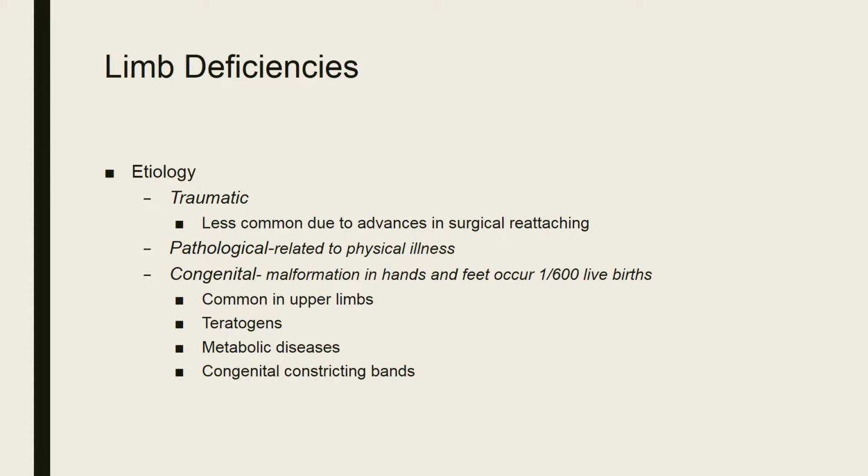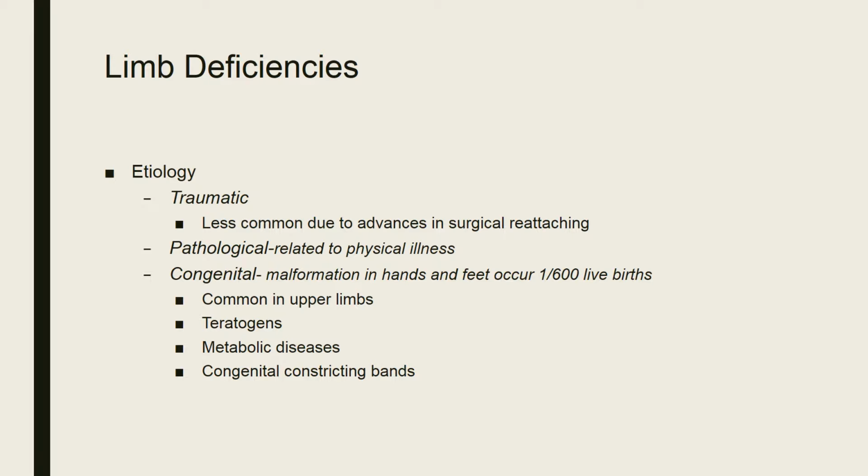Looking at limb deficiencies and how they're caused, certainly they can be caused by something traumatic. Perhaps there was a car accident or a farming accident, something traumatic that happened, right? Where they're missing an arm or a leg or a finger, something along those lines. Because of our advances in surgical interventions in the medical field, we're seeing fewer limb deficiencies caused by trauma because limbs are being reattached and so forth.